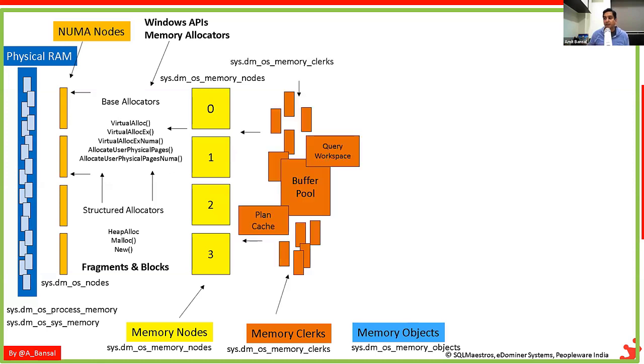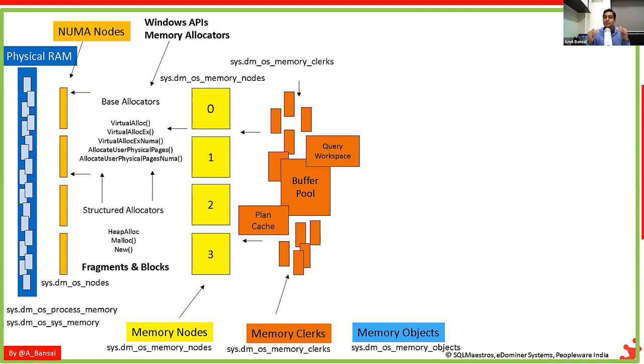Let's talk about the clerks. Clerks by far are the most important piece of information in this entire diagram as far as I'm concerned, because I use sys.dm_os_memory_clerks so often to track memory consumption. Now, what are memory clerks? As mentioned before, SQL Server has memory consumers inside it, like the buffer pool, plan cache, query workspace, the parse tree, the lock manager, the session memory, the connections. Each and every consumer needs memory. And what the SQL Server architecture does is have a clerk for each of these consumers.